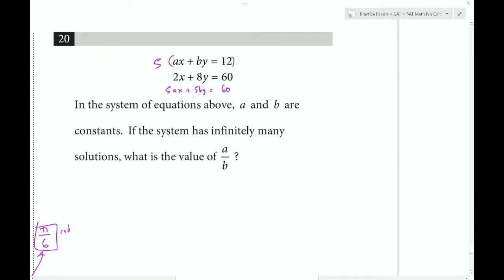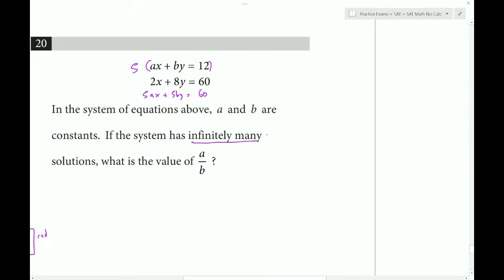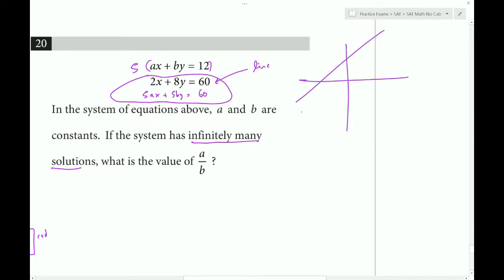The reason why I'm doing that is if a system has infinitely many solutions, that means that effectively I have the exact same equation written twice. So that means that the left sides and the right sides both have to be exactly the same. Because remember, each of these models a line in the plane. So, for example, that might be one of the lines, and if I have infinitely many solutions, the second line would have to lie right on top of that line, meaning that they would be modeled by the exact same equation. So I know that these equations have to be identical to each other. And the right sides are now already identical, so I just have to make sure the left sides are equal.